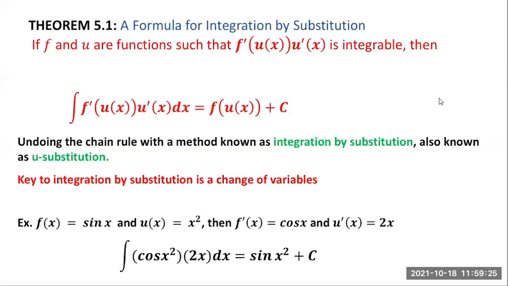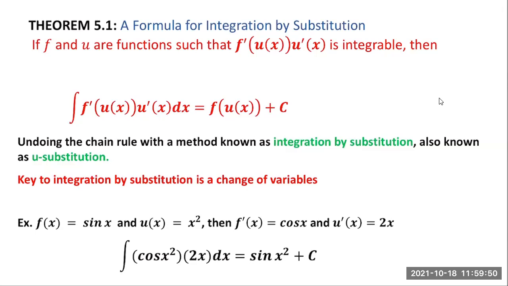You can undo the chain rule with a method known as integration by substitution. That method is also called U substitution, and that's what we will be discussing in this section. Okay, the key to U substitution is the change of variable. We use a change of variable when we apply U substitution. Okay, we will be seeing in the examples that we will be discussing.